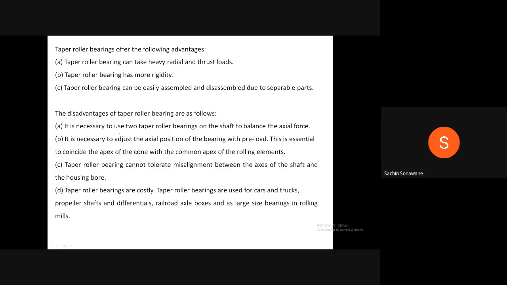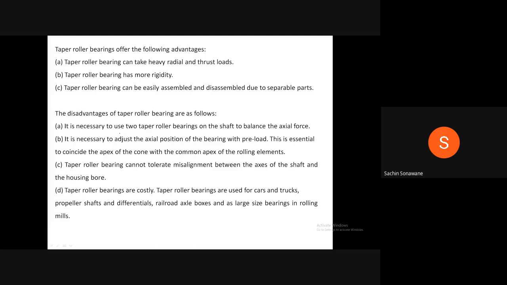Taper roller bearings offer the following advantages. First, a taper roller bearing can take heavy radial and thrust loads. Second, a taper roller bearing has more rigidity. Third, a taper roller bearing can easily be assembled and disassembled due to separable parts.